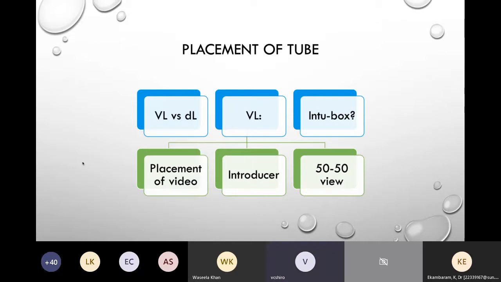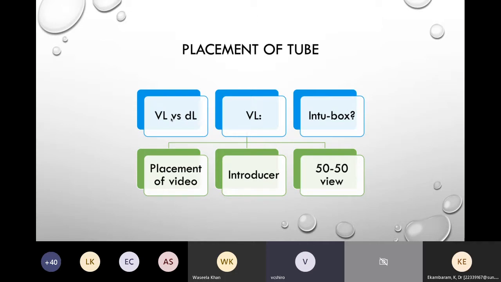So a few notes about intubation before we get into the video demonstration. When we talk about VL versus DL, that's video laryngoscopy versus direct laryngoscopy. Here we are advocating for video as the first choice. And the simple reason is that your face is removed from being directly in the patient's airway. And this then, of course, comes with the proviso that you have practiced and are confident in your abilities with the video laryngoscope.